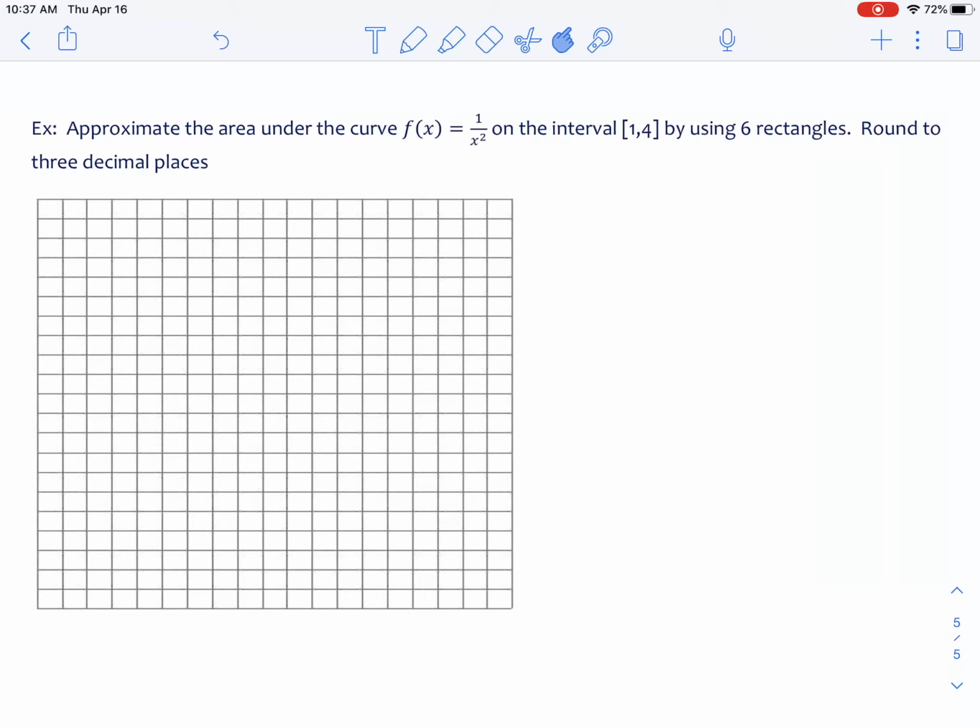The other type of question you'll be asked is if I actually give you a function. So approximate the area under the curve when f of x equal to 1 over x squared on the interval from 1 to 4 by using 6 rectangles. You want to round to 3 decimal places. So first, let's quickly sketch a graph of 1 over x squared.